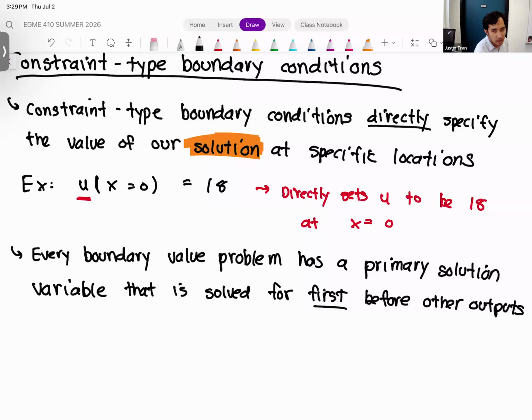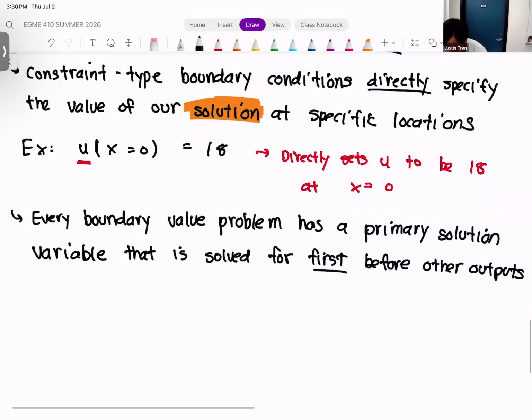Again, it may not be obvious because when you're just clicking buttons within ANSYS, it feels like everything happens at once. You obtain the deformation field, the stress field, the strain field, all at once. But actually, under the hood, there is one solution variable that's solved for first before everything else. And technically speaking, all the other solution variables are derived from that primary solution.